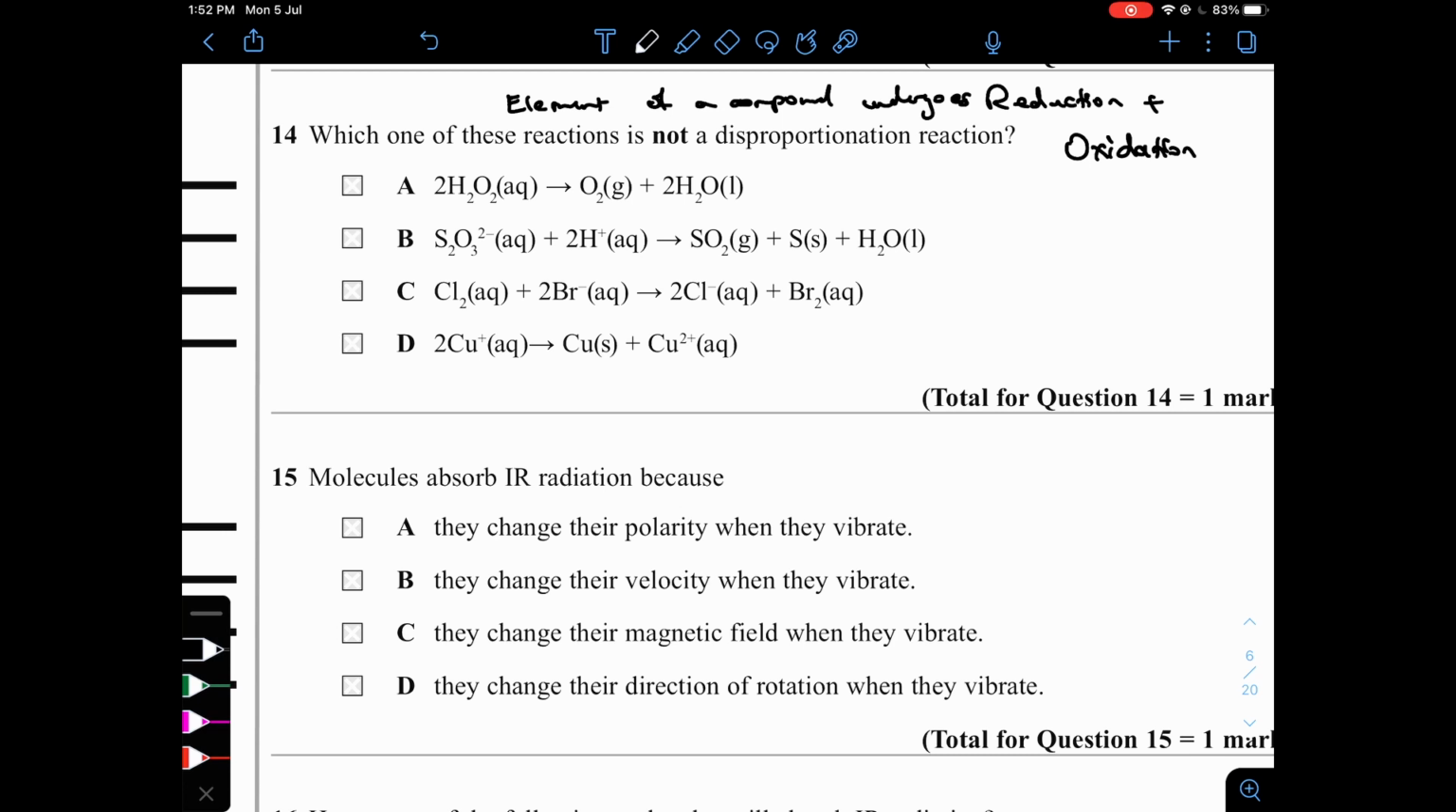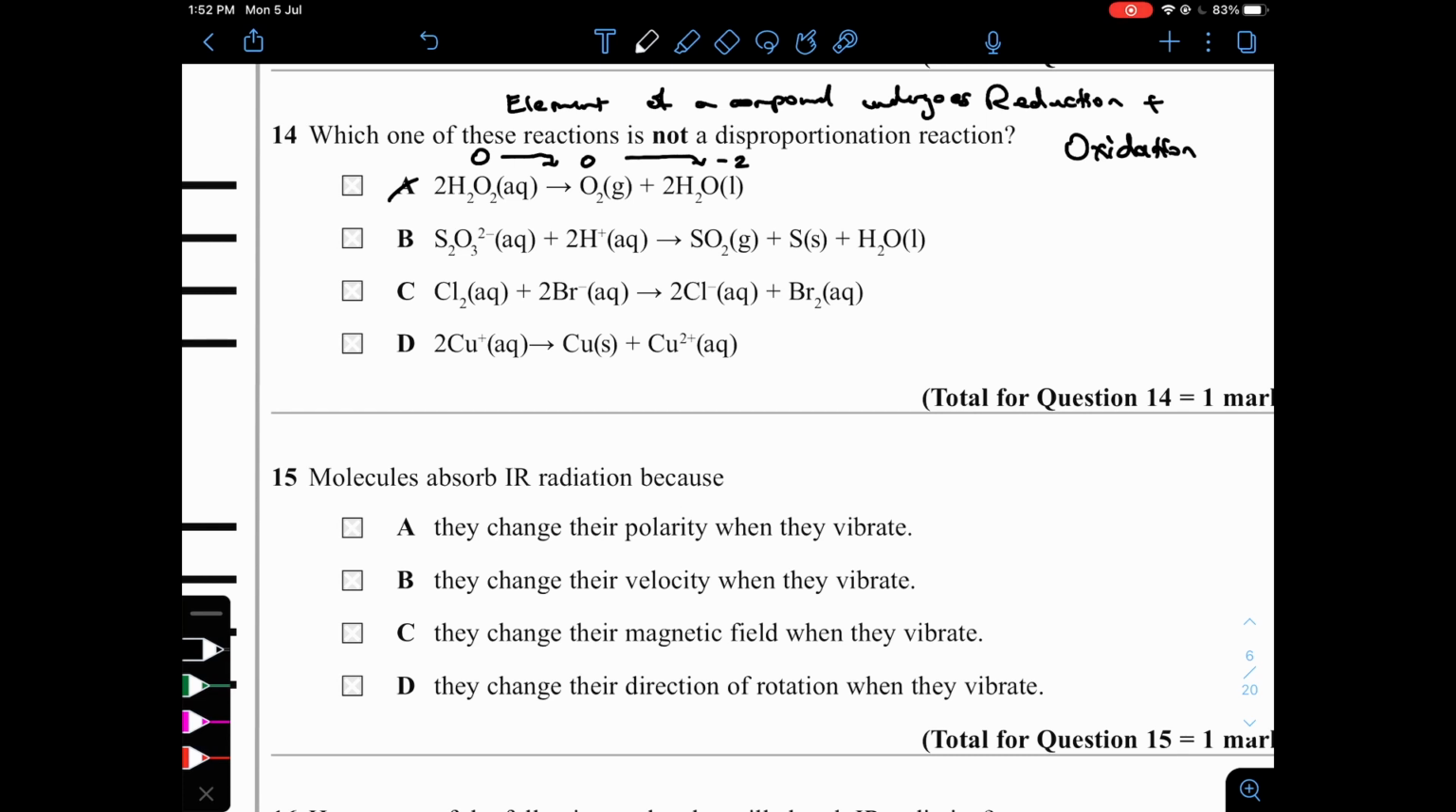Okay, so let's see the species here. We have 2H2O2 goes to O2 and 2H2O. You can see here that the oxygen is oxidized to 0 and it's also reduced to -2 here. So this is a disproportionation reaction, so we can cancel this.